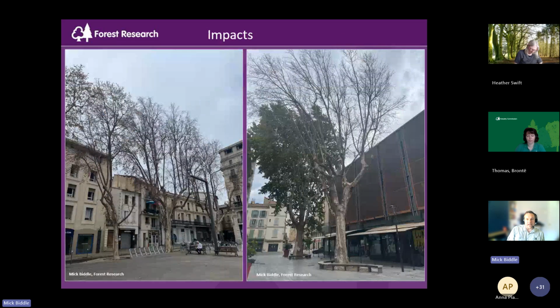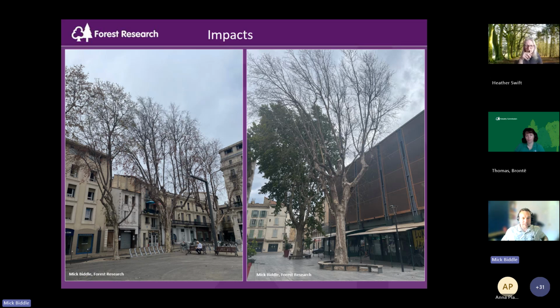So looking at the impacts, it was really shocking. I don't know if many people have been to Avignon, a beautiful UNESCO World Heritage walled medieval city, and it's full of plane trees throughout and also around the edges of the walls, and most of the plane trees were infected or dying, dead, or in the process of being removed or already gone.